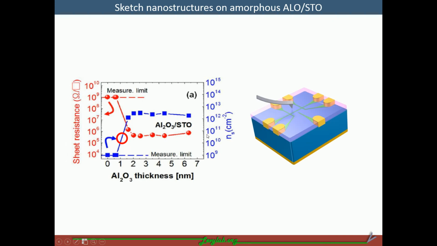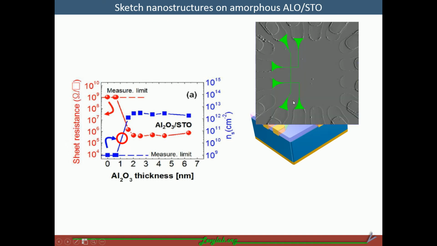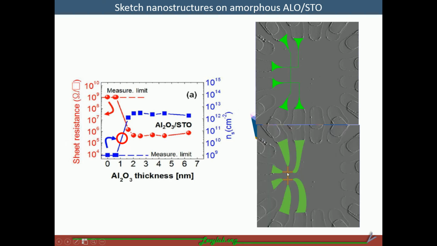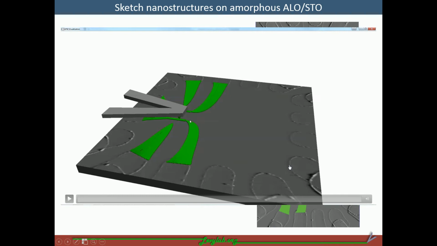We use a technique in our lab in which we use an AFM tip as a top gate to tune the interface, and we can draw or write nanowire structures and also wider Hall bar structures. I'm going to show you a video which demonstrates a wider Hall bar structure procedure.